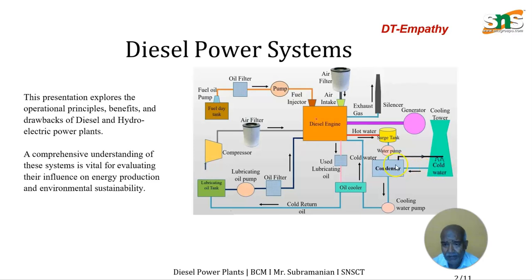From the cooling tower, the water enters through the water pump and goes to the oil cooler. It extracts the heat from the oil cooler, and the cold water is also sent over the diesel engine itself to cool it. The hot water is collected at the surge tank, where it is pumped by the water pump, and it is again passed to the cooling tower.